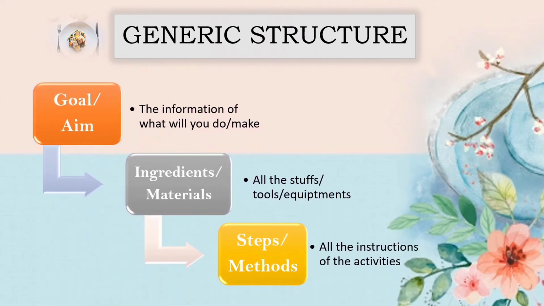The next one is the generic structure of procedure text, and they are: first, goal or aim. It is the information on what you will do or make. Commonly, we can find the goal in the title of the text. The second one is the ingredients or the materials. Here, all the stuff, tools, or equipment needed in making or doing something. Last is the steps or the methods. You can find all the instructions of the activities that you do one by one from the beginning to the end when you do or make something.